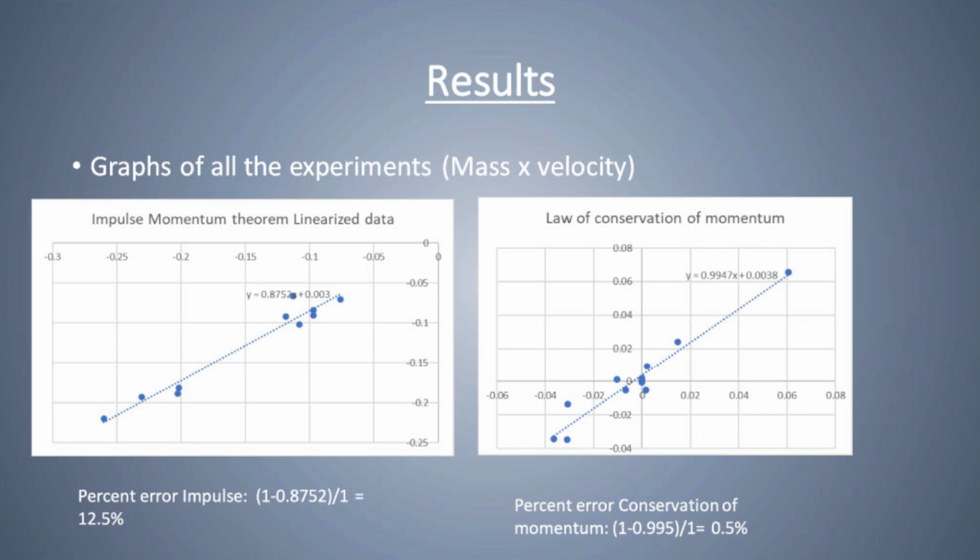The graph on the right is from the law of conservation of momentum portion of our experiment, in which our x-axis is our initial momentum and the y-axis is our final momentum. In this, we got a slope of 0.995, which calculates to 0.5% error, since we were expecting a slope of 1 for similar reasons, that the initial momentum should equal the final momentum based on the law of conservation of momentum.